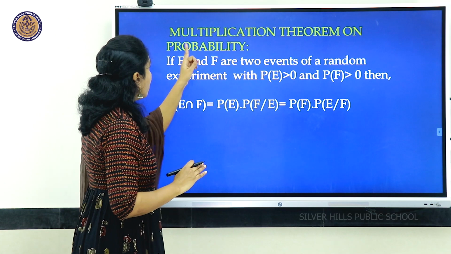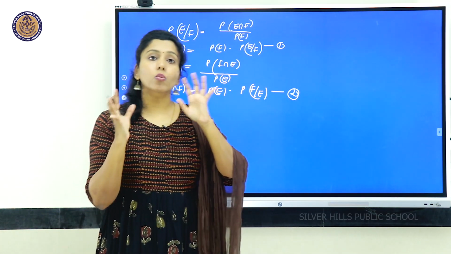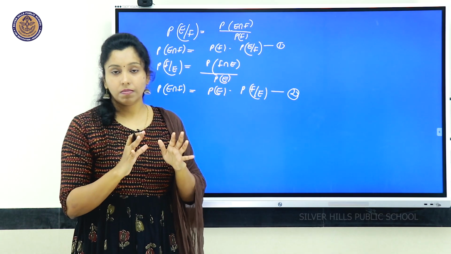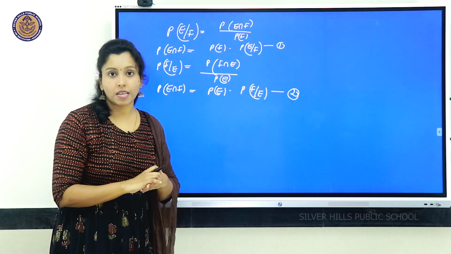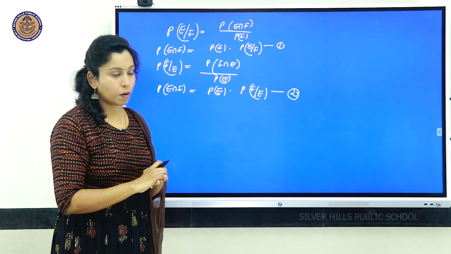So when do you apply the multiplication theorem on probability? If two events occur together, that is, simultaneous occurrence of events takes place, then we can apply the multiplication theorem on probability.